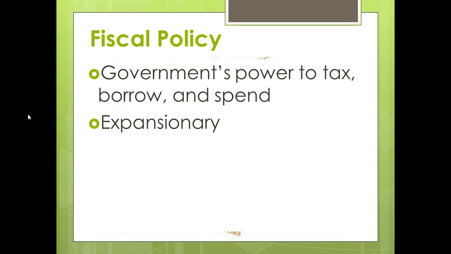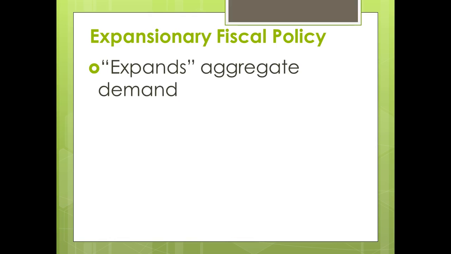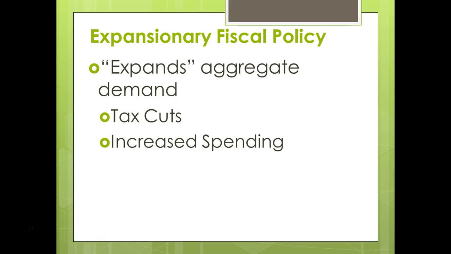Okay. Expansionary fiscal policy and contractionary fiscal policy are the two different types. Expansionary is when the government increases spending. Well, we're going to talk about each in turn. So expansionary fiscal policy, that's when the government expands aggregate demand. And it can do it either by cutting taxes so people have more money to spend in the economy, or increasing spending so that more money is spent in the economy. Or it could do both. It could cut taxes and it could increase spending in the economy.